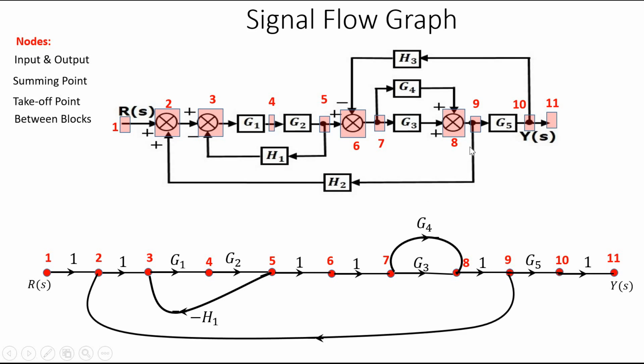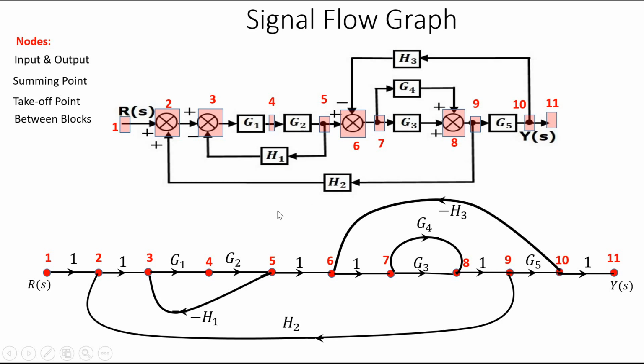Similarly, H2 is from 9 to 2, so the direction is like this, 9 to 2. And it is plus here, so plus H2. Here also we have to consider the sign, plus or minus. And finally H3 is from 10 to 6, so the arrow mark is from 10 to 6, and the gain is H3, but the sign is minus, so minus H3.